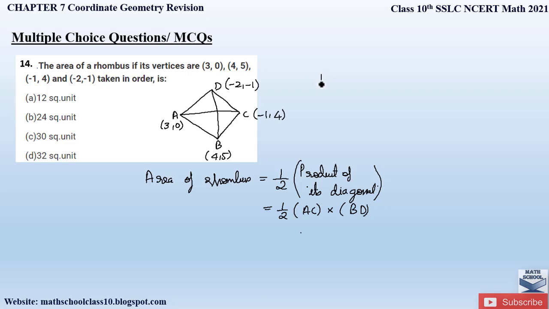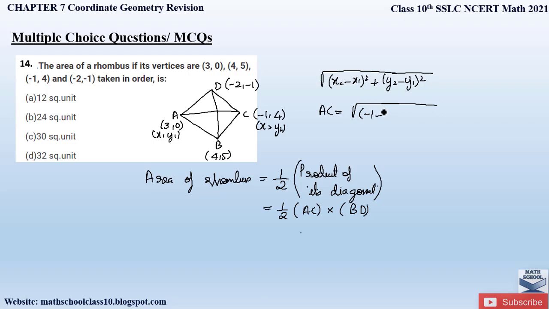which is given by square root of (x2 minus x1) the whole square plus (y2 minus y1) the whole square. Here, to find out AC, we can assume point A to be x1 y1 and point C to be x2 y2. So length AC is equal to square root of (minus 1 minus 3) the whole square plus (4 minus 0) the whole square. So that will be square root of (minus 4) square plus 4 square. So that is 4 4s are 16 plus 16.